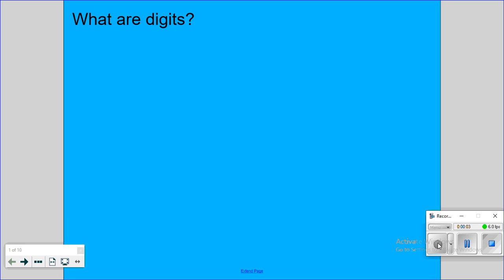Digits. Anyone know what digits are? We've heard that word before. We've seen that word before. What are digits? Shelby, what are digits? Okay, so digits definitely are inside numbers. Digits are inside numbers, 100%. Shelby said the place. Digits definitely do have special places that they're going to be.